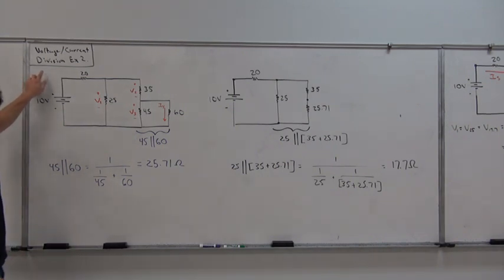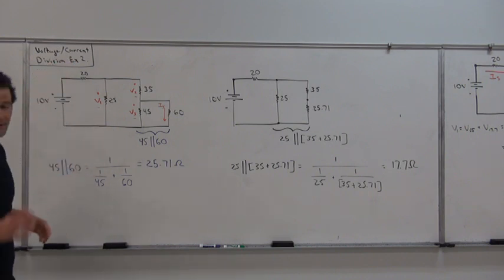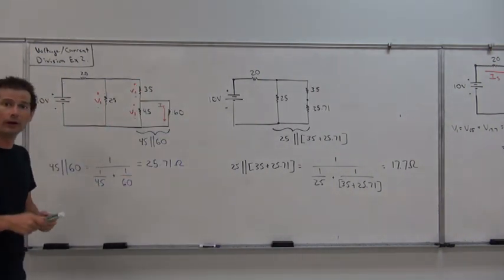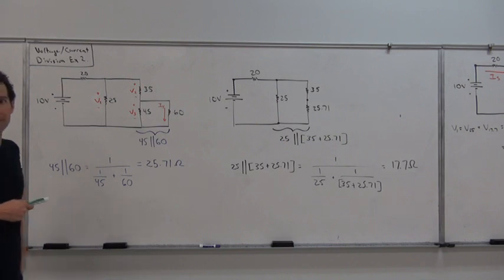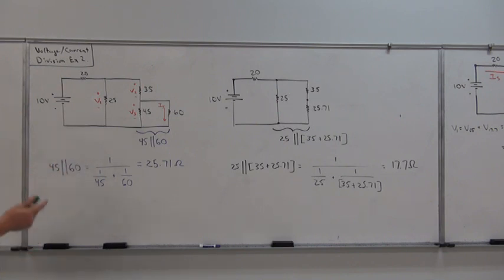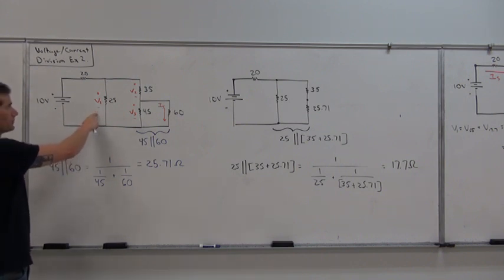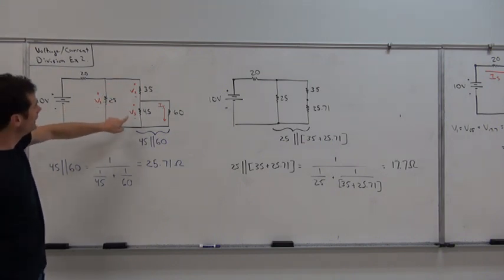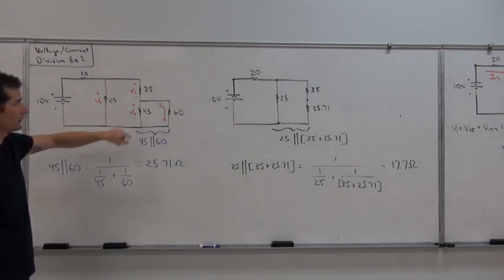All right, we're back at it, guys, going for the voltage and current division example number 2 that's in that packet that I gave you guys. So we're going to just go through and, just like we did in example number 1, take a look at how voltage can divide throughout a circuit and also how current can divide throughout a circuit. But first, things that we're going to be concerned with: the voltage across the 25 ohm resistor, the voltage across the 35 ohm resistor, and the voltage across the 45 ohm resistor.